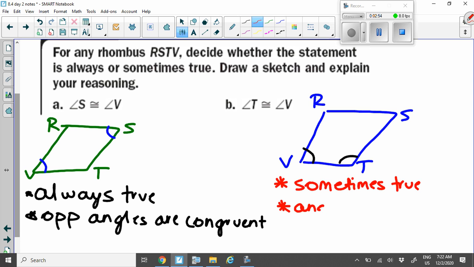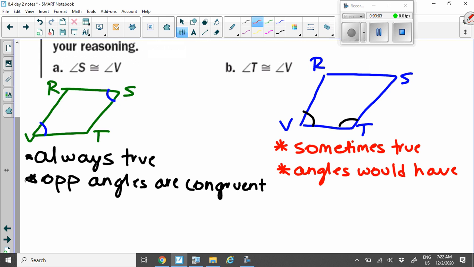We would have to say angles would have to be 90 degrees. And if we think about that 90 degrees, what type of quadrilaterals do we talk about that has 90 degrees? Well, that is going to be a rectangle or square, okay? So basically, this would have to be a rectangle or square in order for that to be true.